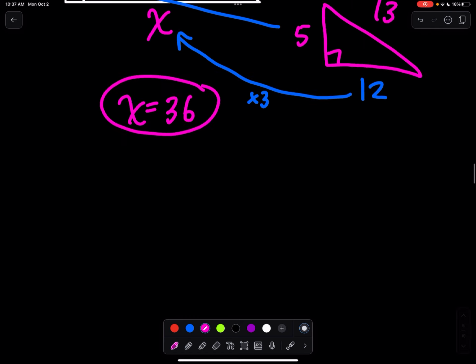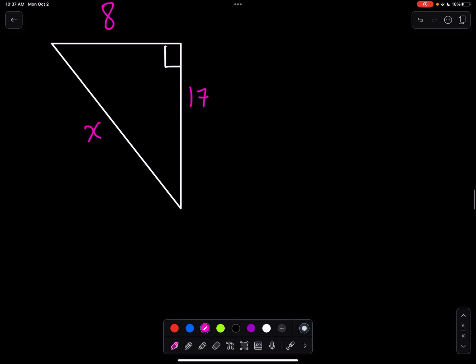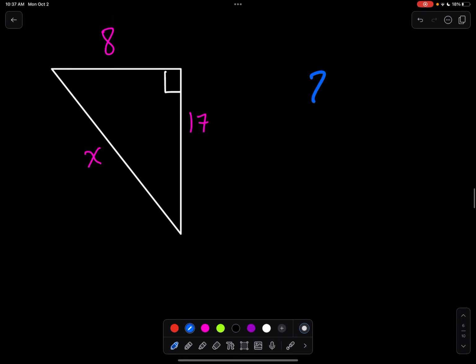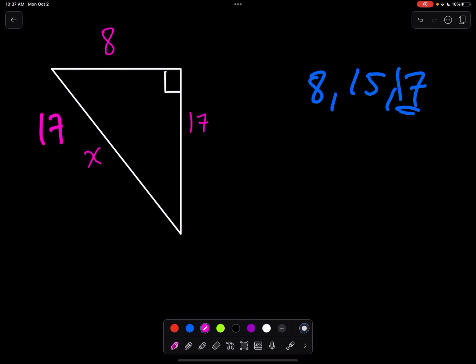All right. Let's see. Okay, here we go, another one. Oh, so this is 8, 15, 17. But wait a moment. Recall, the hypotenuse needs to be the largest side. This would have had to have been 17, and this would have had to have been 15. The legs need to be shorter than the hypotenuse. So if they were 8 and 15, then the hypotenuse would be 17. But that's not what we're given here. We're given that x is the hypotenuse, not 17. So this is not a triple.